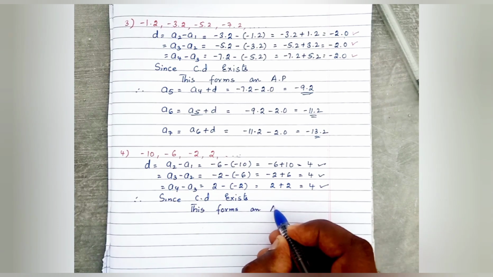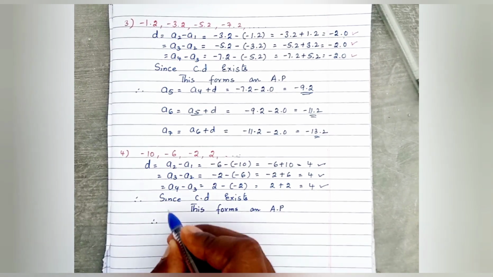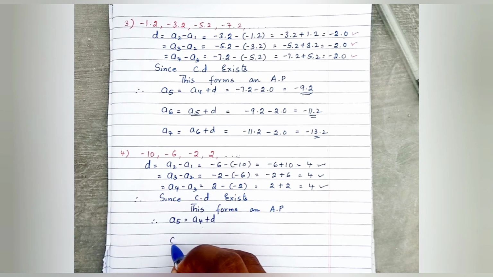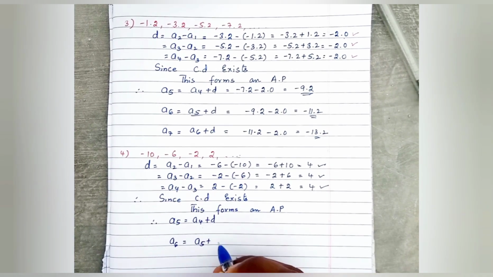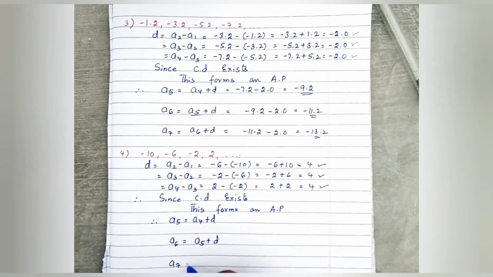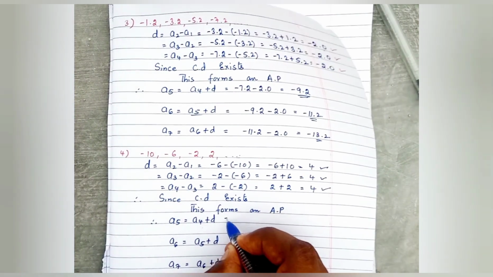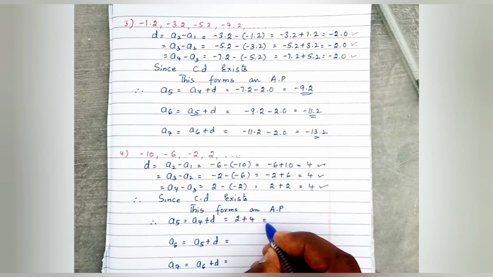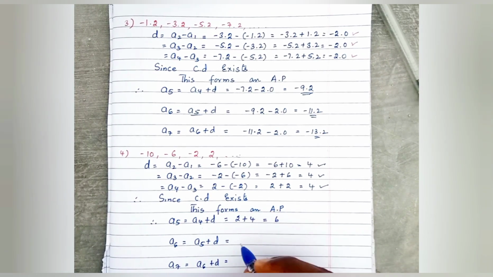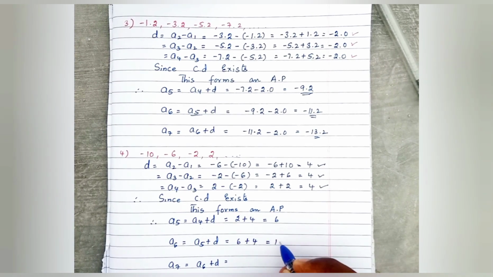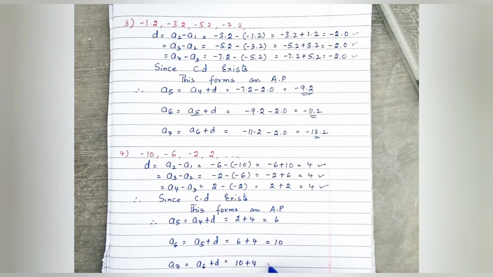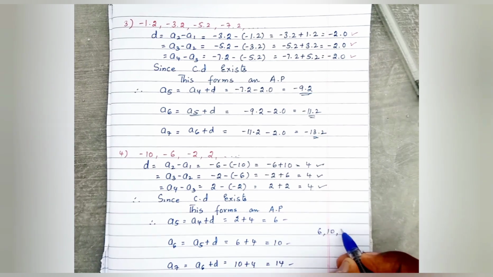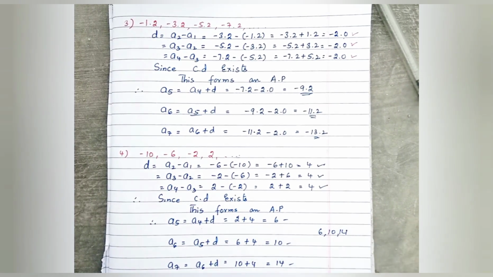If they form an AP, I should find out the next three terms. That is, A5 is found by adding D to the fourth term, that is A4 plus D. In the same way, for the sixth term, A5 plus D. For the seventh term, A6 plus D. Students, what is A4? A4 is 2, plus D is 4, that is 2 plus 4 is 6. Now A5 is 6, 6 plus 4 will get 10, that is A6. Now 10 plus 4 we get 14, the seventh term. 6, 10, 14 are the required next terms of the AP.